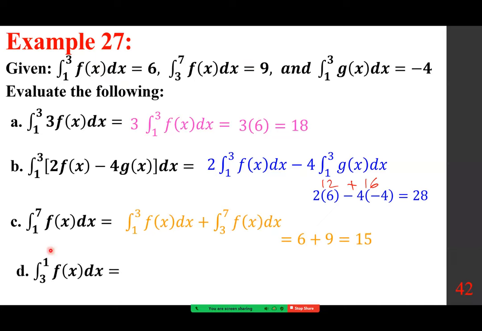3 to 1. Well, if 1 to 3 is this, 3 to 1 is the opposite of that. There you have it. I think it's very straightforward. Everybody should pay attention to these basic rules. There is really not much to it. Okay, everybody, and that's all there is to it.